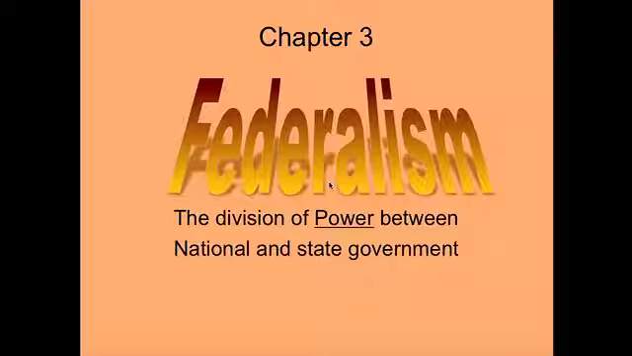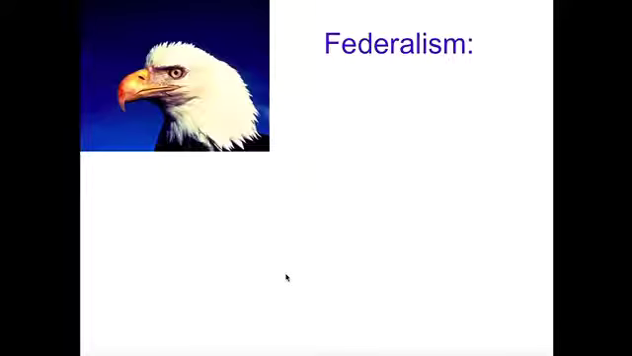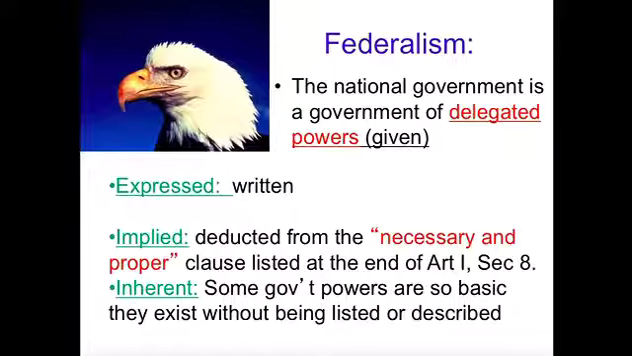So, I'm going to go over the different types of power that exist. We have done a Venn diagram in class over this, so you might recall that, but let's just review it real quick. So the national government is one of delegated powers. All that means is the Constitution has given the national government powers in a variety of forms.